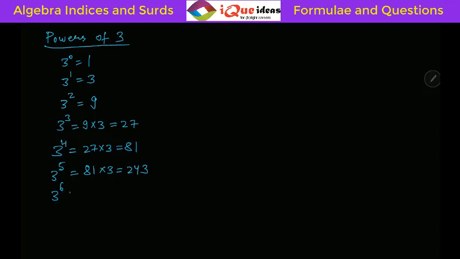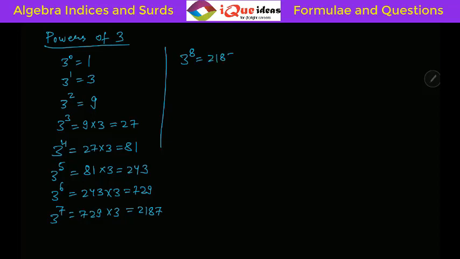3 raised to the power 6 is 243 into 3, that is 729. 3 raised to the power 7 is 729 into 3, that is 2187, right? And finally 3 raised to the power 8 is equal to 2187 into 3, which is finally 6561. Right? So if I make a summary here also, 3 raised to the power 0 is equal to 1. 3 raised to the power 1 is equal to 3.